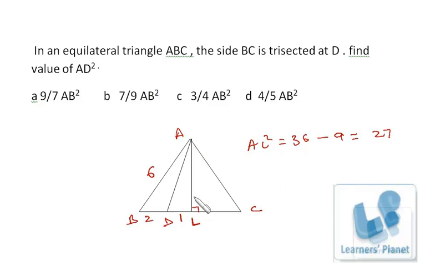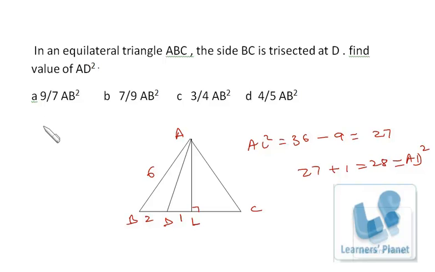And in this triangle ALD, AD square is what? AL square plus LD square. So AL square is 27 and LD square is 1, so that's 28. So AD square is 28. Okay, now you know the value of AB, that is 6. Just put the value of AB in the options. Whenever you get 28 as AD square, that will be the correct option.